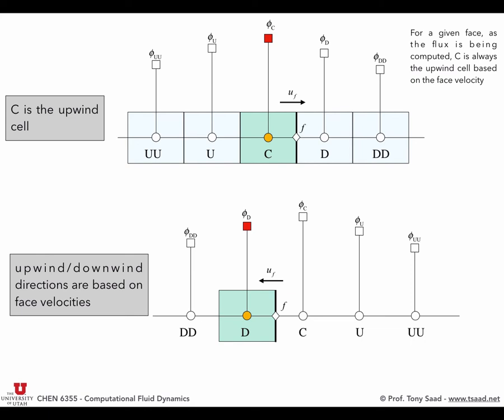But all the answers are going to be the same. When I say your face value is phi D plus phi C, it doesn't matter, because we're referring to downwind and upwind. We're not referring to I plus 1 and I minus 1. When you look at textbooks, it's going to drive you nuts. You go to the Wikipedia article on flux limiters, you're like, okay, what is I? What is I plus 1? What if the velocity is negative? It's not going to make sense. So this is very beautiful.